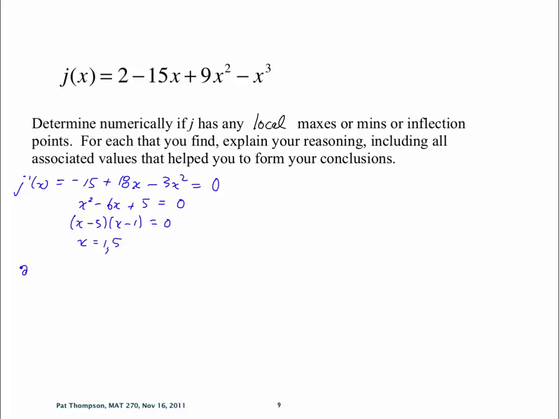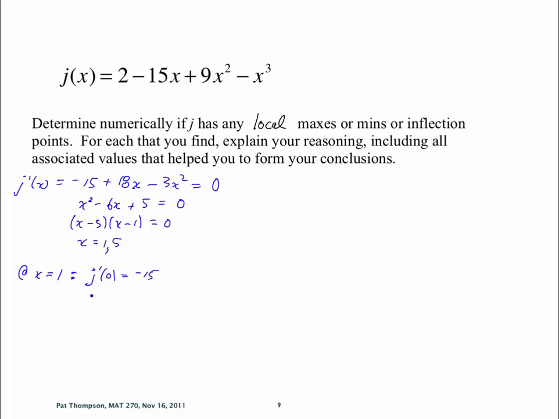So let's figure out what's happening at x equals 1. If I pick an x value to the left and find the derivative, what is the derivative? -15, right? What does that tell me about J to the left of 1? What's happening with J? Decreasing, right?